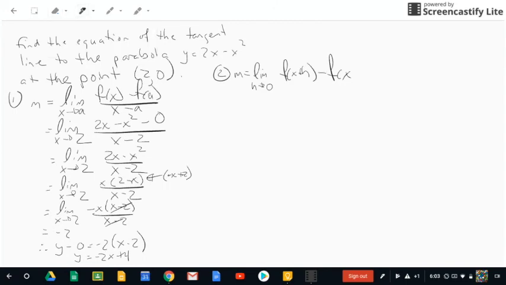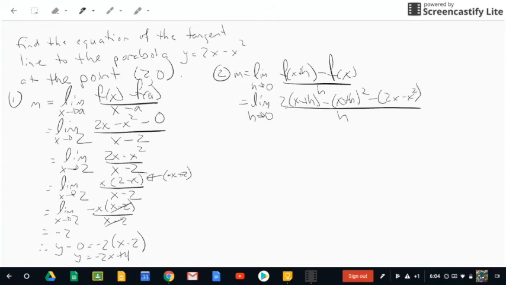Minus f of x all over h. Now, in this case, that is going to be the limit as h approaches 0 of 2x plus h minus (x plus h) squared, minus the bracket 2x minus x squared, all over h. Now, these first two terms here, remember, those are coming from this f of x plus h. I've just gone back to the function. I've replaced x with x plus h in both cases here.